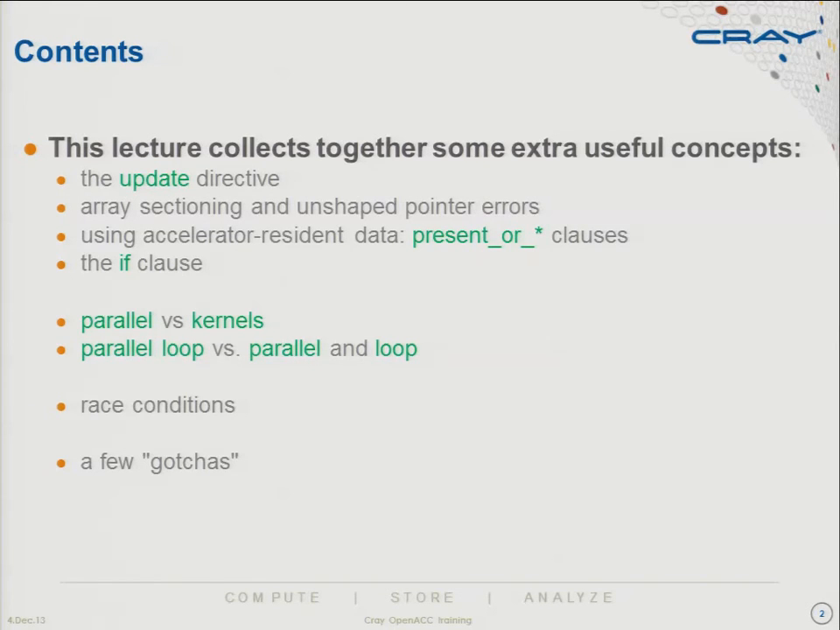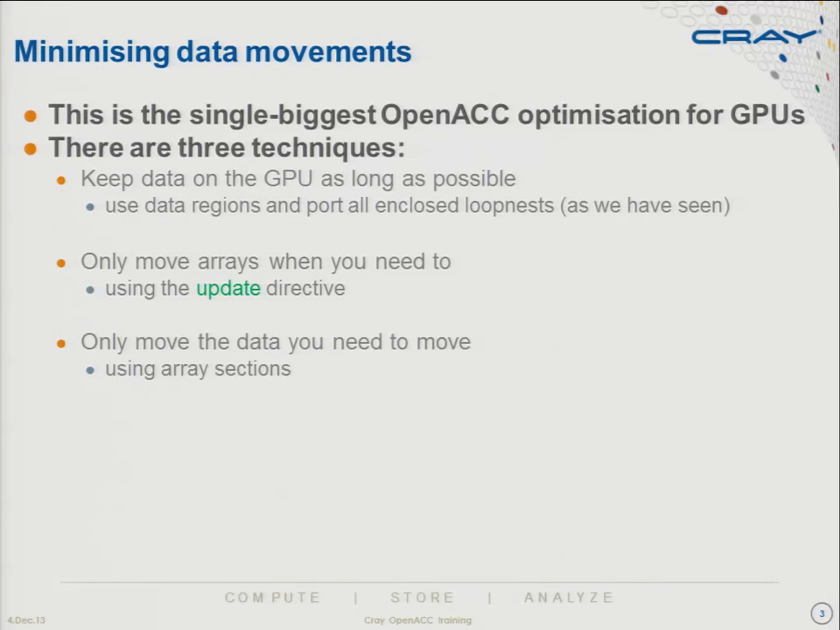So in this talk, I'm going to go through a few directives that I haven't talked about before, a little bit about the difference between parallel and kernels, and a little bit of lessons I've learned along the way when I've been using it. Minimizing data movement is something that you want to do, and we had this idea of data regions. So you should keep the data on the GPU as long as possible, with big data regions that span as much of your code as you can. Only move data when you need to.